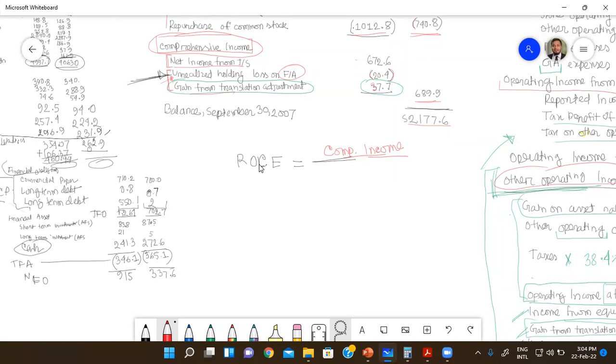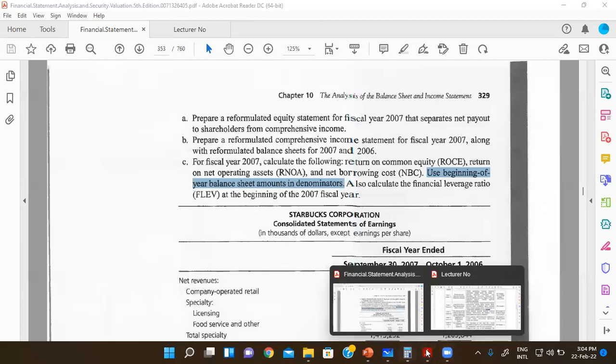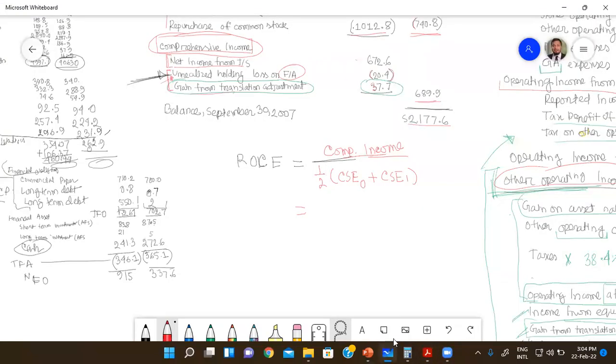And what will be the denominator? Denominator will be half of the CSE beginning and CSE ending. Okay. Half CSE zero and CSE one. Now you probably can recall that we have been asked in the question that you cannot use the balance sheet number of both beginning year and ending year. You can use only the beginning year. Okay. That's why we have to remove this.